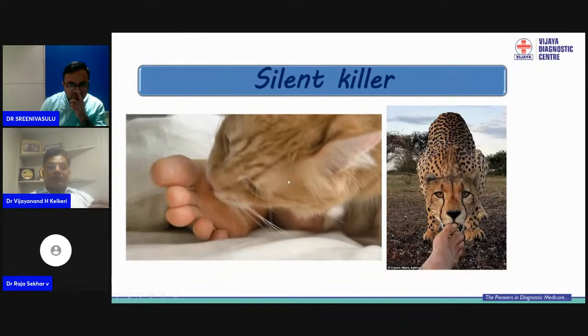So basically, it is a silent killer. We feel that a small ulcer sitting on the foot is like a benign cat sitting just looking towards our foot. But if we keep on delaying the treatment or ignore it, we may lose our foot, because it may bite off and it may lead to amputation.